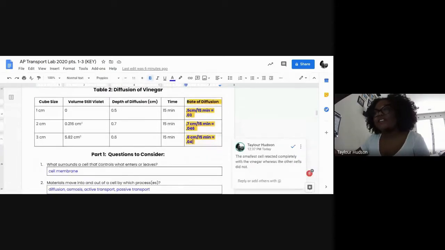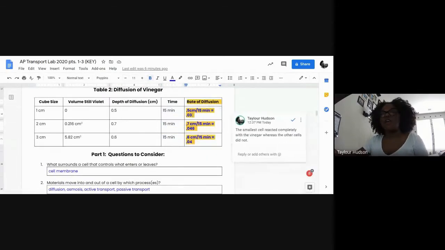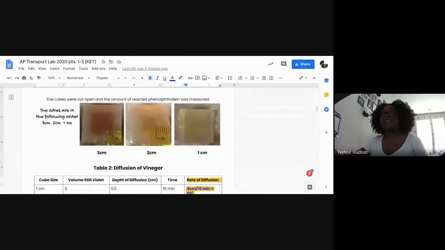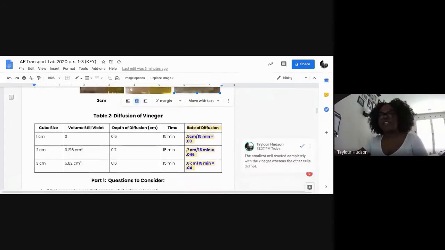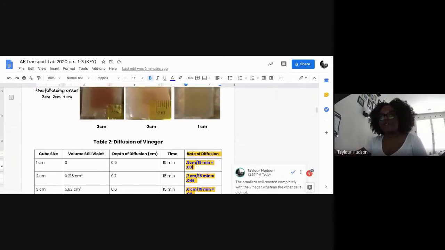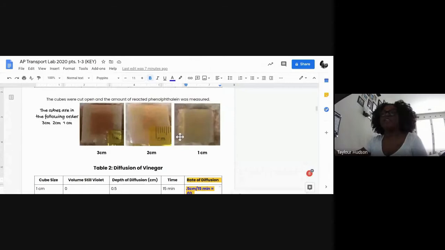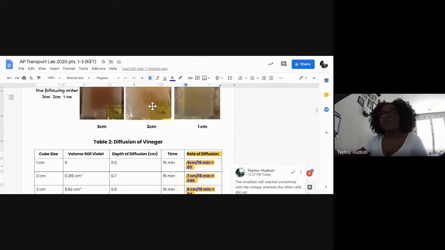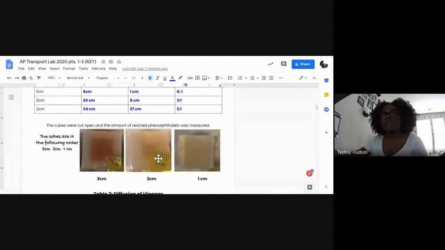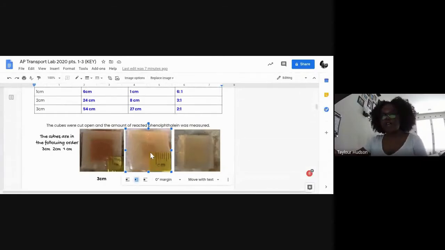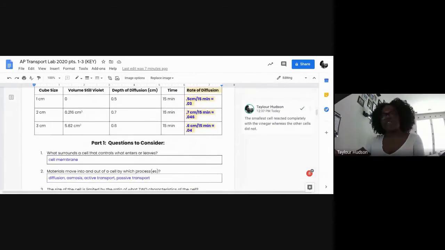So I just wanted to say that because I don't want you guys to think, oh, that means the smaller the cell, the better the diffusion. No, not really. You have to keep in mind these pictures with this rate. Even though the rate may seem slower, in that same amount of time, it was able to diffuse completely throughout the cell and interact with all the phenolphthalein in the cell, whereas in the other two it wasn't. And obviously we can see in the 2 centimeter cell, more of the vinegar was able to interact with the phenolphthalein, and in the 3 centimeter cell, the least amount of vinegar was able to interact with the phenolphthalein. So that's the big takeaway.